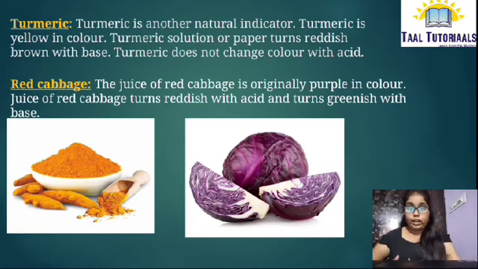Okay. Next, red cabbage. The juice of the red cabbage is originally purple in color. Juice of red cabbage turns reddish with acid and turns greenish with base. If the substance is a base, it will turn greenish. If the substance is an acid, it will turn reddish.